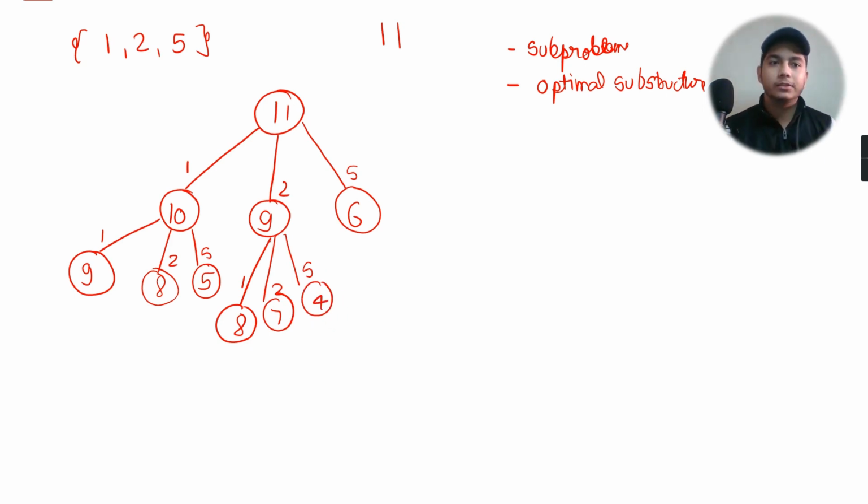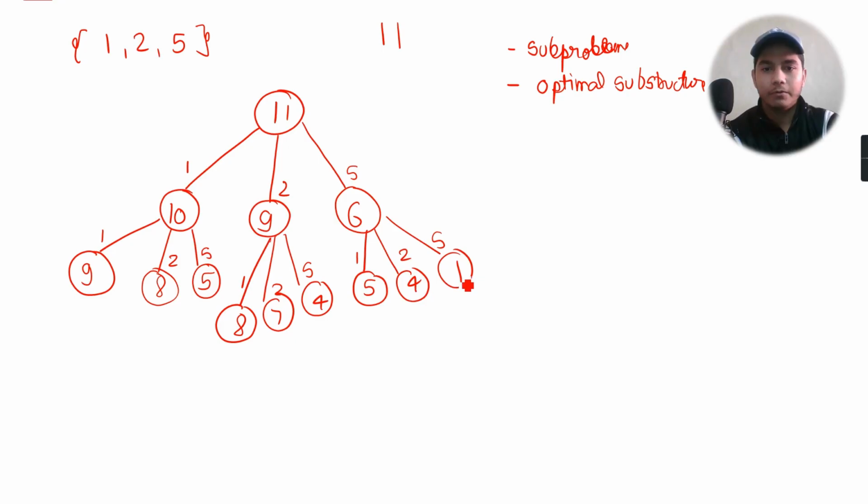So let me iterate once more, and then we can get to the final point, right? If you're having 1, then it will be 5. If you're having 2, then it will be 4. And if you're having 5, then it will be 1, right?